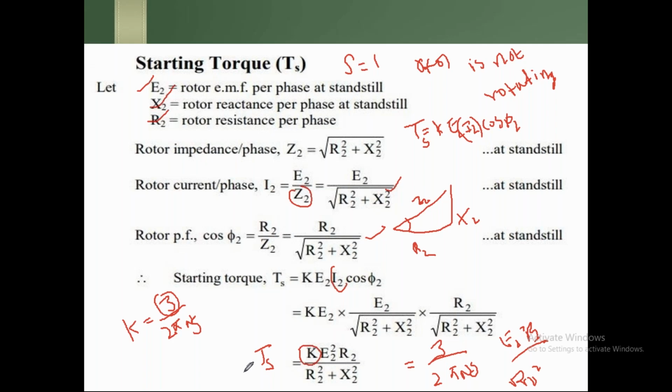So that we need to find. So for example, if you take the transformer, right? So you will get one question: what is the maximum condition for efficiency of a transformer?